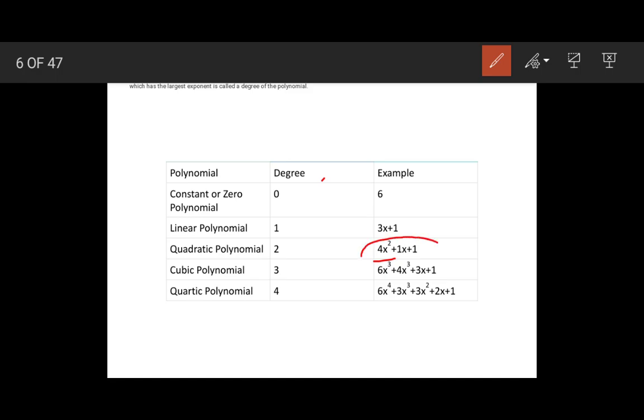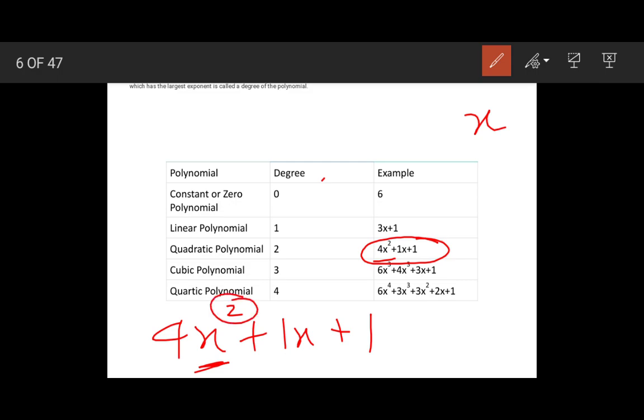See, in this expression, 4x square plus 1x plus 1, the variable used is x. Here the degree of x is 2, and here the degree of x is 1. The exponent of x in the first term is 2, and the exponent of x in the second term is 1. So the highest exponent is 2, so the degree of the polynomial is 2.